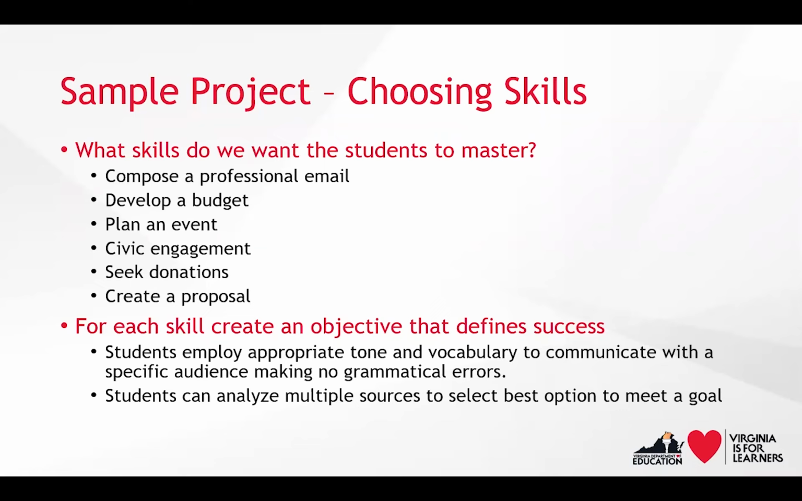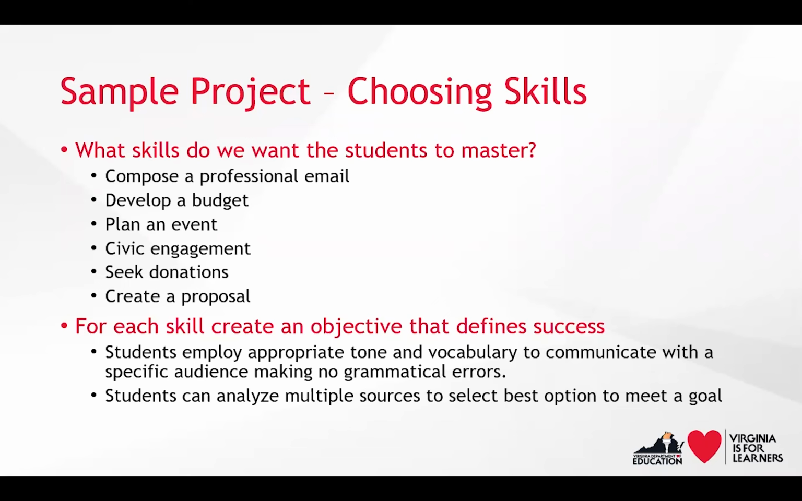And so for each skill, we want to create an objective that defines success. One of the things is we can't just say professional email. We want the students to employ an appropriate tone and vocabulary to communicate with a specific audience, making no grammatical errors. Guess what? We have just set forth exactly what we wanted them to do in a measurable fashion. That becomes easier to grade, and it becomes easier to collect your data, because you know you're going to be asked for data.